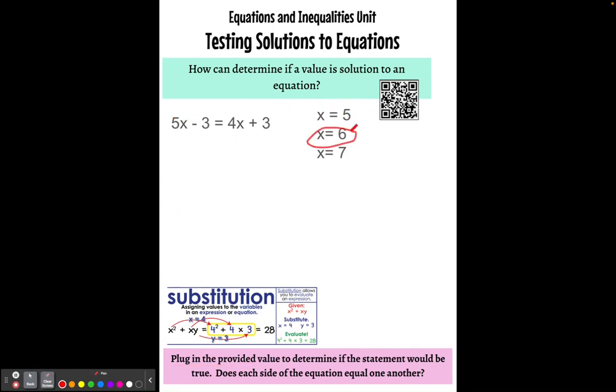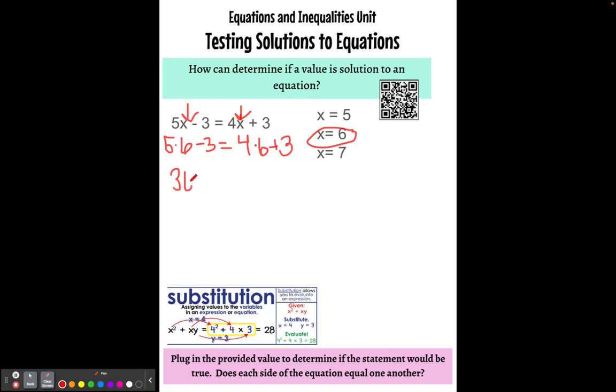Okay, so that's my solution set with x equals 6, right? So I'm going to plug in a 6 here. 5 times 6 minus 3 and 4 times 6 plus 3. Notice I am making sure that I'm multiplying them out. I'm not just saying 46. I'm saying 4 times 6. I'm not saying 56. I'm saying 5 times 6, right?